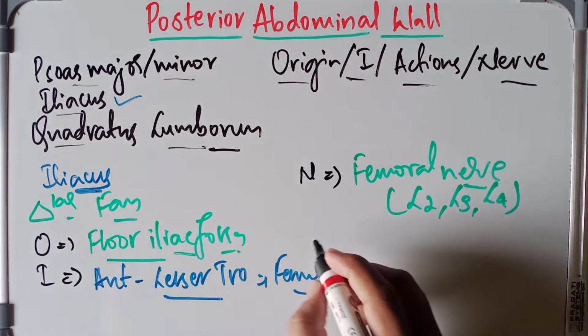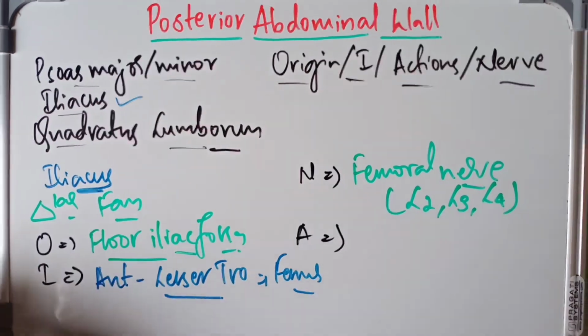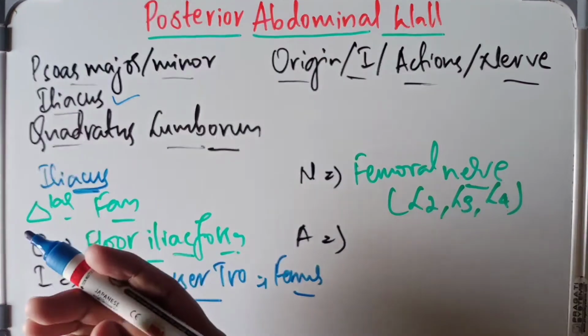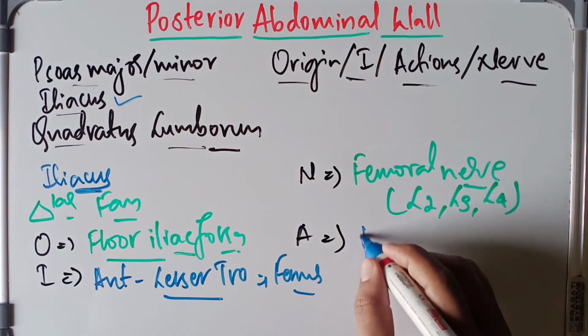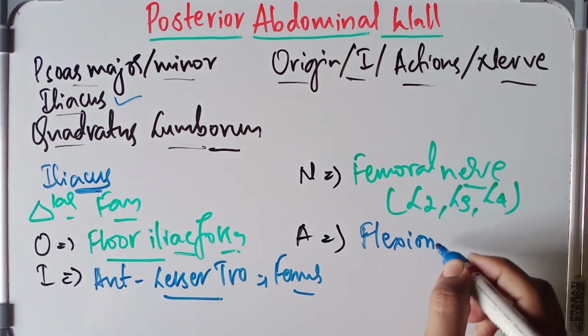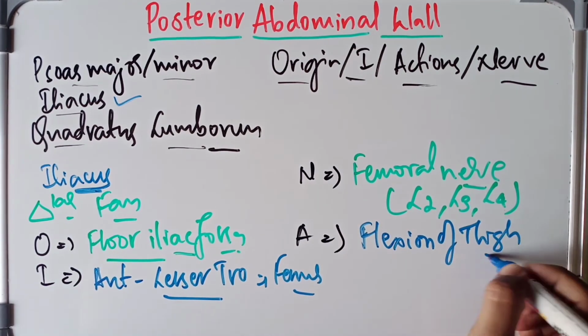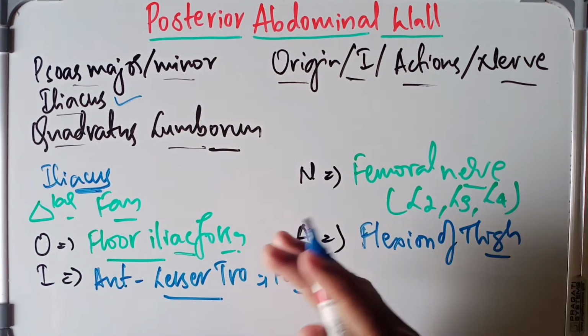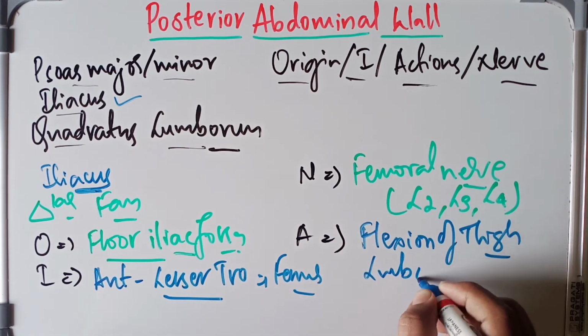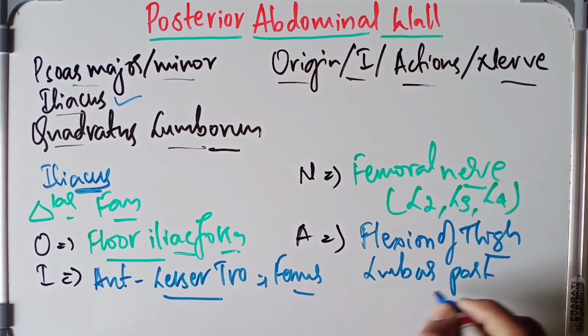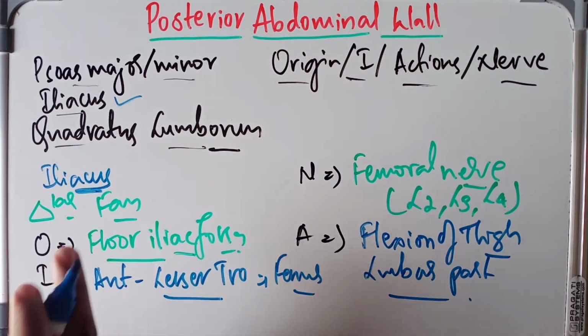And what about, finally, the action of the iliacus? Along with the psoas major, it also causes flexion of the thigh at the hip joint, and also flexion of the lumbar part of the vertebral column. So this is about the action of the iliacus.